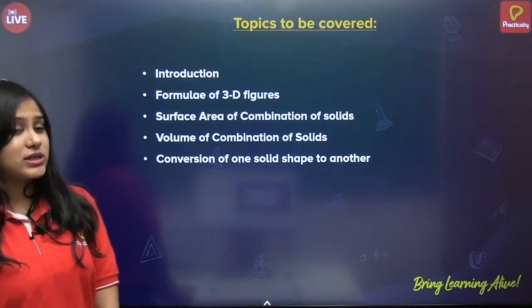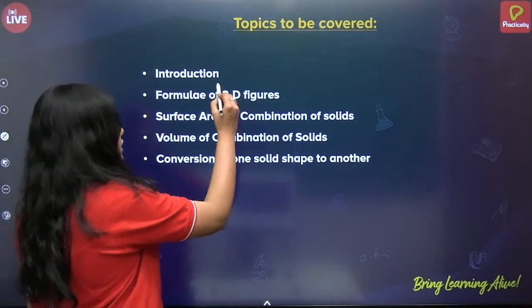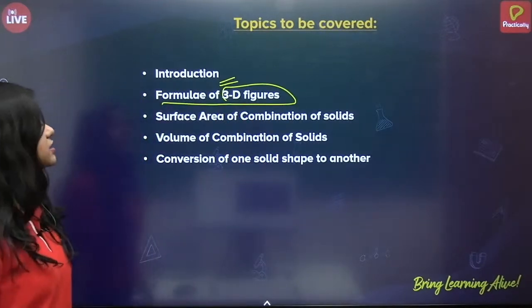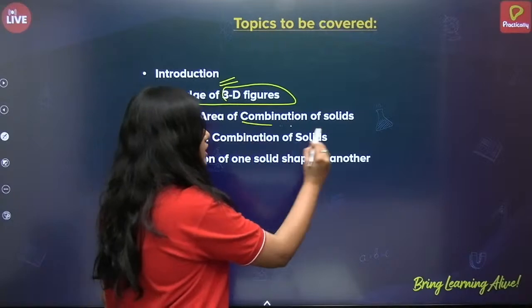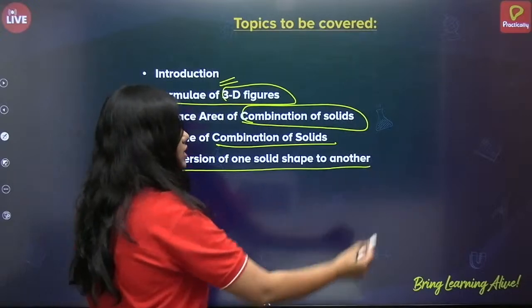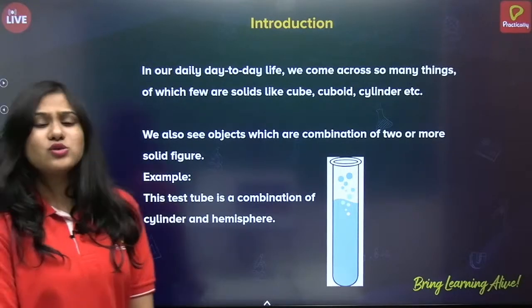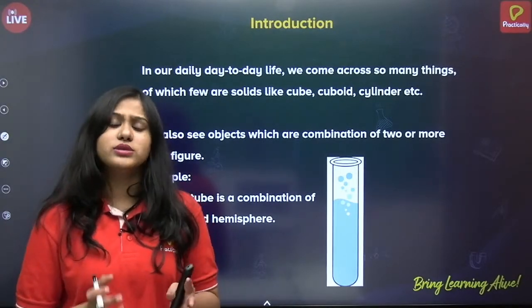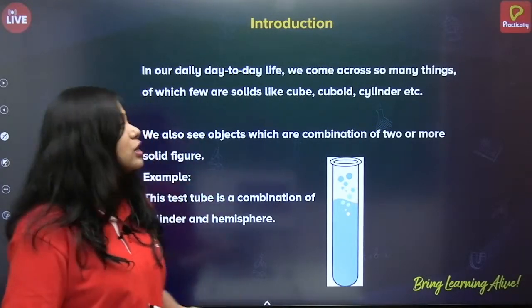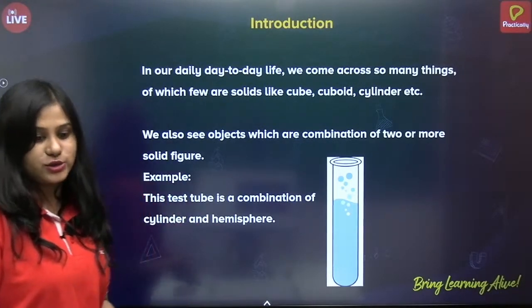So today, what are we dealing with? We are dealing with the topic surface area and volume. We will see the introduction of the topic and the formulae of 3D figures or solid figures. We will see surface area of combination of solids, volume of combination of solids, and also conversion of one solid shape to another, right? So let us begin with, what is surface area and volume? You have been studying this topic from grade 5 or 6 under the topic mensuration, correct? So let us see what all new we are going to study today, okay?